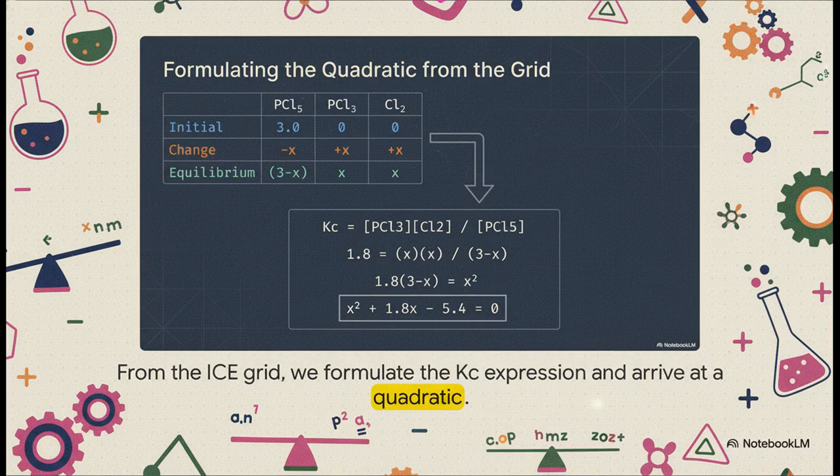We start the exact same way, with an ICE grid. Initial is 3 for PCl5, 0 for the products. Change is minus x for the reactant and plus x for each product, since the stoichiometry here is all 1-to-1. Now we build our Kc expression, products over reactants. When we substitute our equilibrium values into this expression, we get x squared over 3 minus x equals 1.80. A little bit of rearrangement and, well, we have a quadratic equation.